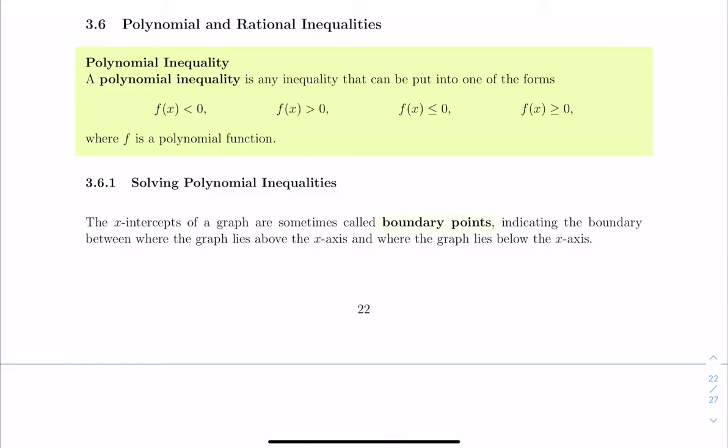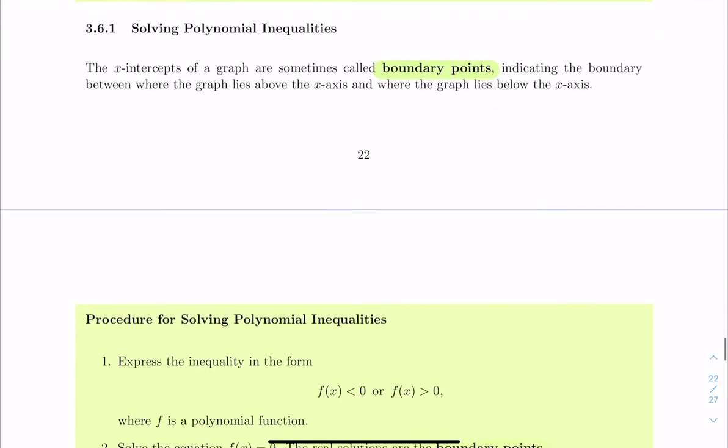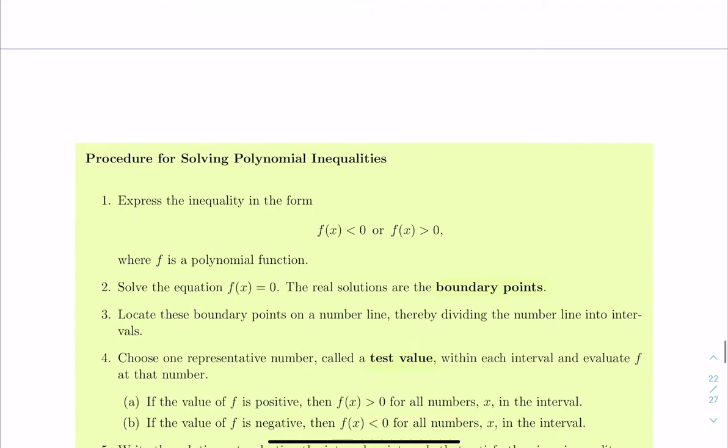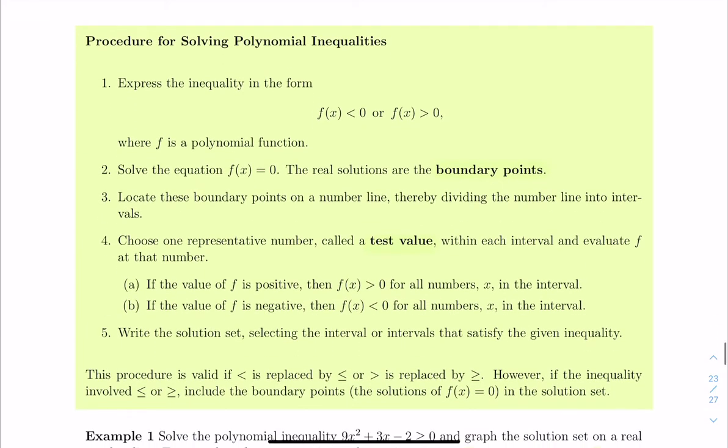The x-intercepts of a graph are sometimes called boundary points, indicating the boundary between where the graph lies above the x-axis and where the graph lies below the x-axis. So our procedure for solving these is, first, you want to express the inequality in the form f of x is less than 0 or f of x is greater than 0, where f is a polynomial function. All that means is we want to have 0 on one side.